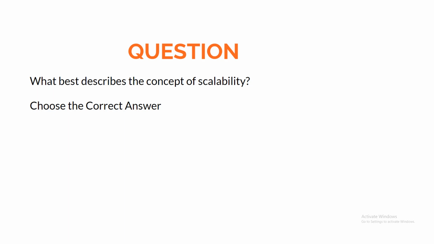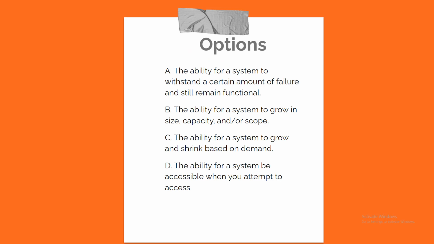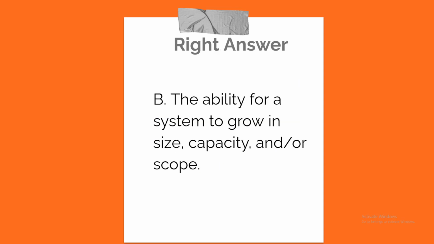Question: What best describes the concept of scalability? Choose the correct answer. A. The ability for a system to withstand a certain amount of failure and still remain functional. B. The ability for a system to grow in size, capacity, and/or scope. C. The ability for a system to grow and shrink based on demand. D. The ability for a system to be accessible when you attempt to access it. Answer: B. The ability for a system to grow in size, capacity, and/or scope.